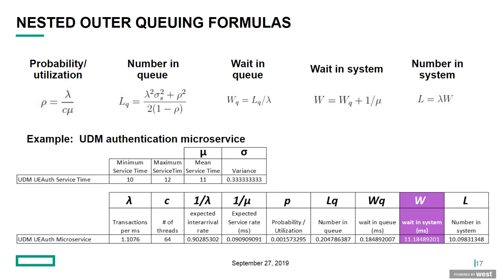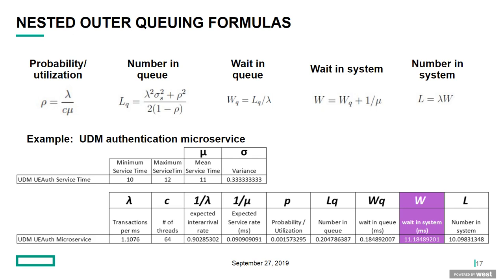So let's walk through the steps to model the response time W and the number of transactions in the system. First you gather your values for your arrival rate, service time, and number of simultaneous threads. The mean service time is 11, and the variance is calculated as 0.3333. The arrival rate for this example is 1.1076 transactions per millisecond, and we're basing this off a call model of an operator subscriber base. As I said earlier, the number of simultaneous threads is 64.